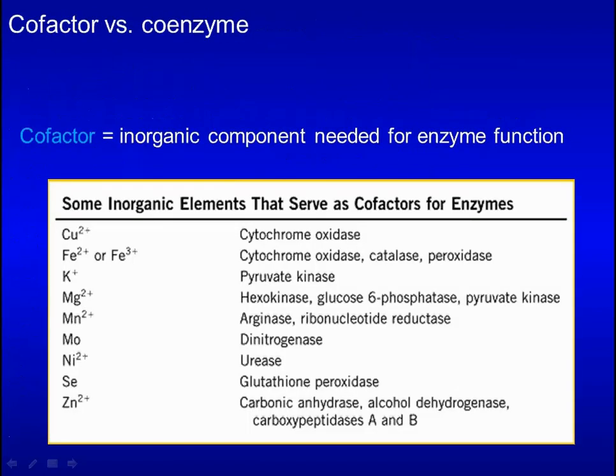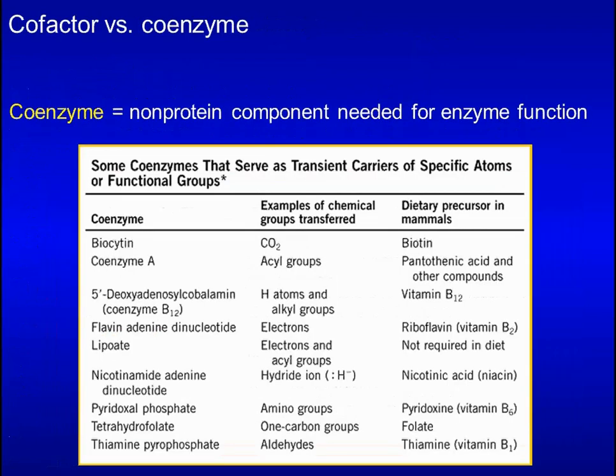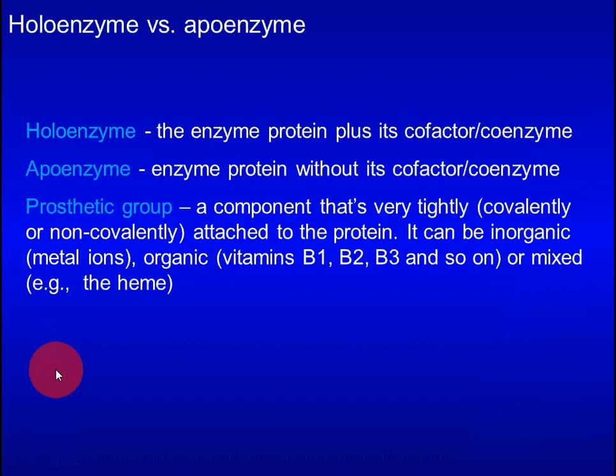A cofactor refers to an inorganic component for an enzyme, such as metals. Coenzymes refers to organic but non-protein component for enzyme, such as vitamin C and vitamin B6 you have seen for collagen synthesis. Holoenzyme refers to enzyme plus cofactor and or coenzyme. Apoenzyme refers to the protein part of the enzyme without cofactor or coenzyme.